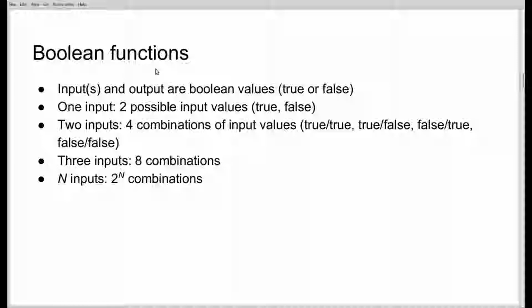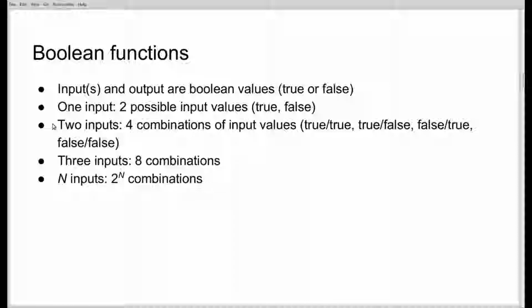A Boolean function is a mathematical function where both the input or inputs of the function and the output of the function are Boolean values, meaning values that are restricted to the two possibilities, true or false. A Boolean function with a single input is going to have two possible input values that you could send to it, either true or false.